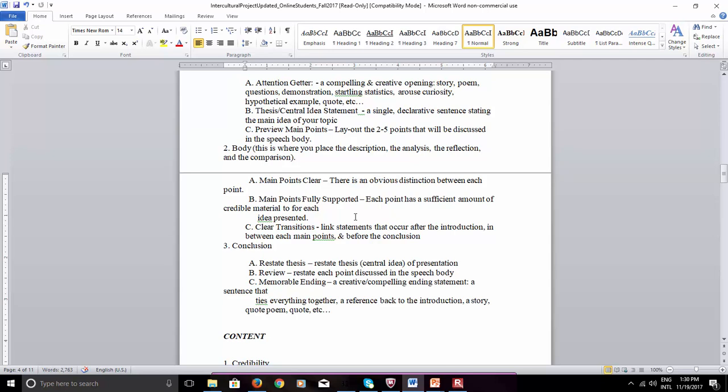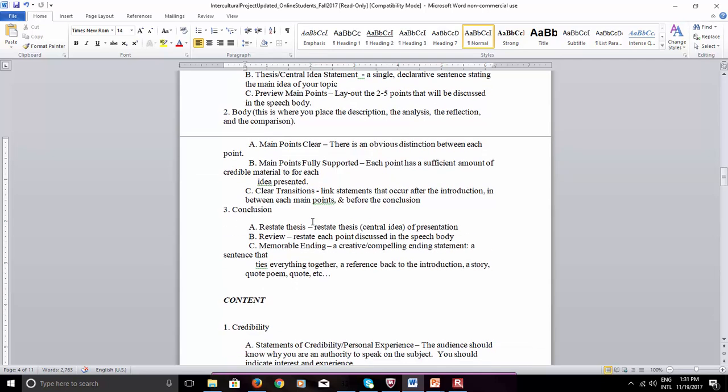Each main point should be clear and obviously distinct from one another. You need to have clear transitions, those linking statements. And then your conclusion. You need to restate your thesis or your central idea, review the main points that you just discussed, and lead us into some sort of vivid close.